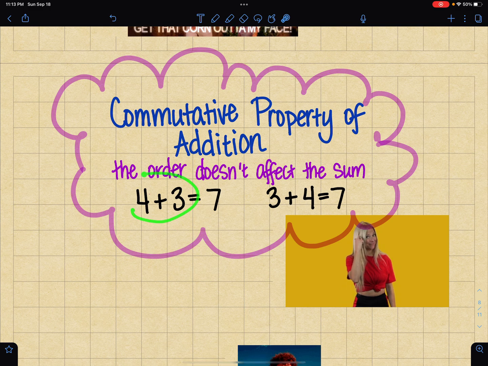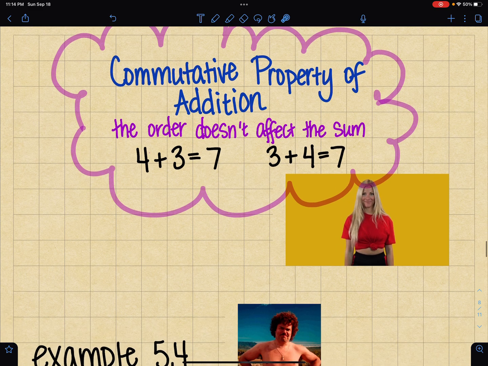So you can add 4 plus 3 and get 7, or you could change the order and do 3 plus 4 is 7. And that is true even if those numbers are negative numbers. So if it was like negative 4 plus 3, you could also add 3 plus negative 4. As long as you keep the negative with the right number, right? And then you're still going to get the same answer. So that's really cool because you can flip them around sometimes.